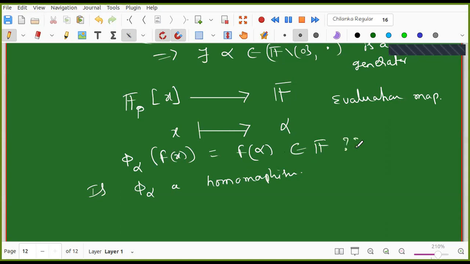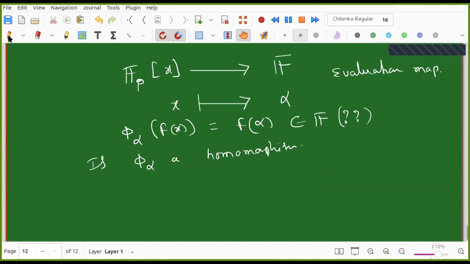So ask questions so that it will be easy for you. What is f? F is a polynomial with coefficients in Fp, but Fp is a subfield of F. So all the coefficients of f are in F. Alpha is already in F. If I put alpha in there, it is in F. So I answered it. I hope there is no problem.